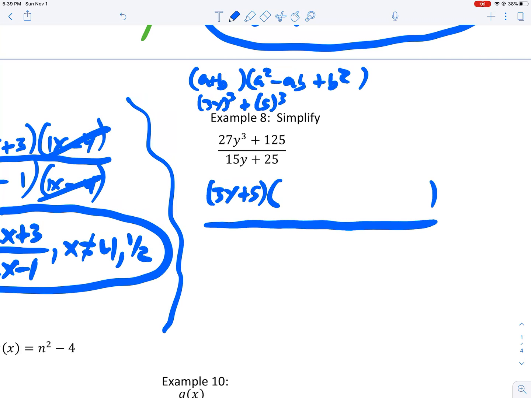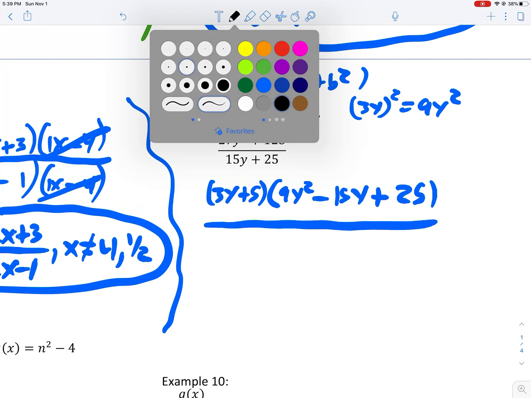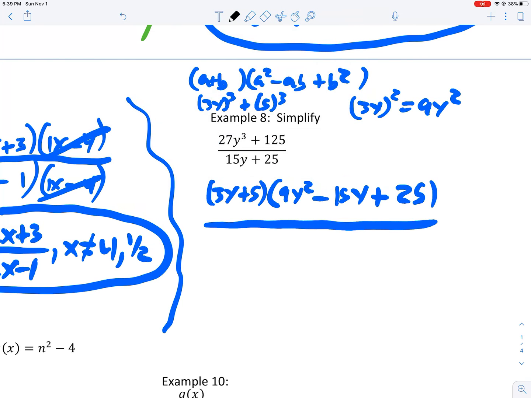And then you have the trinomial. So square a, so this would be 9y squared. Because you're squaring 3y, that's 9y squared. Minus a times b, so 15y. Because 5 times 3 is 15. And then b is 5, so we're going to square that. So there's the numerator factored. The denominator, right, we can factor out a 5, right? So 5 goes into 15, right, 3 times, so plus 5.